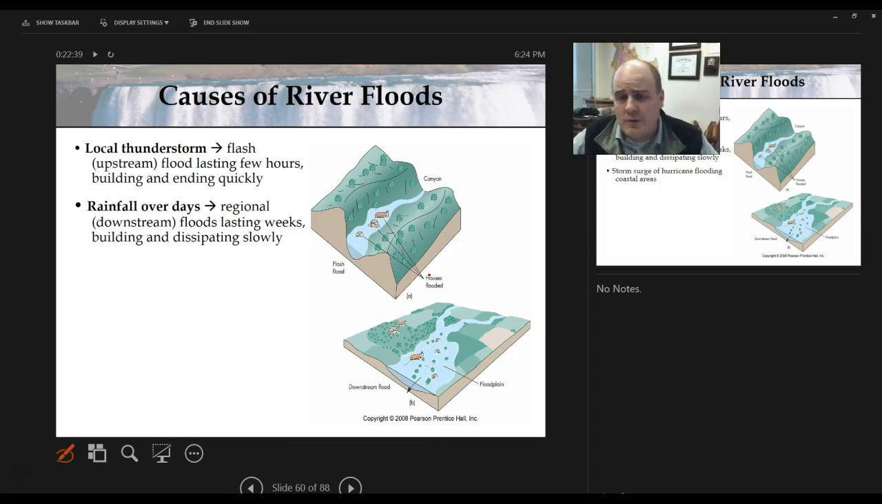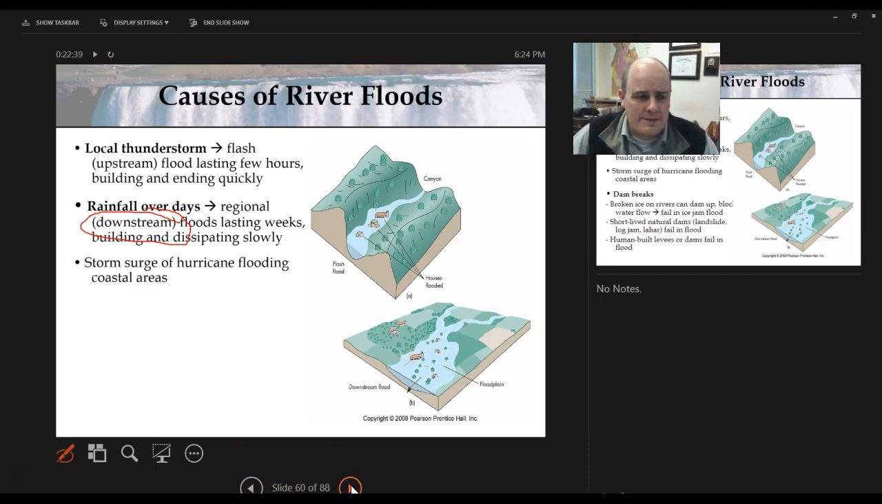However, during Hurricane Matthew, we also had local thunderstorms, and those local thunderstorms caused flash floods. And those are the ones that actually come very quickly, only last a couple hours, and then the water level goes down afterwards. These ones are usually fairly quick. They don't actually last very long, and they usually happen in the headlands. So flash floods usually occur in the headlands, whereas the regional floods usually happen downstream in the lowlands.